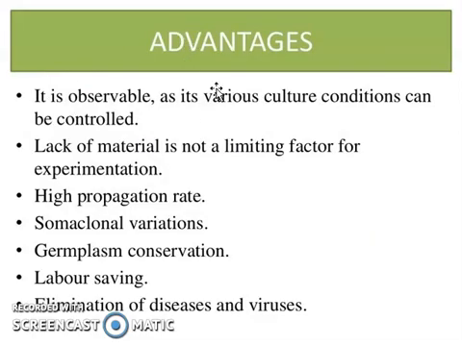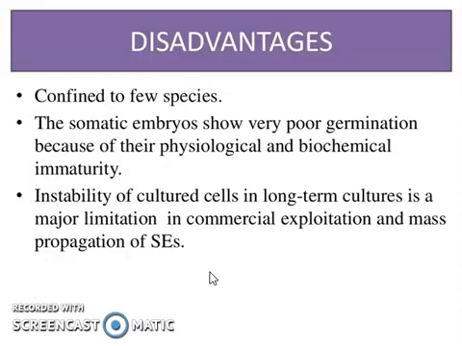What are the advantages of somatic embryogenesis? First, it is observable as its various culture conditions can be controlled. Lack of material is not a limiting factor for experiments. High propagation rate, somaclonal variations observed, germplasm conservation, labor saving. Next is elimination of disease and virus.